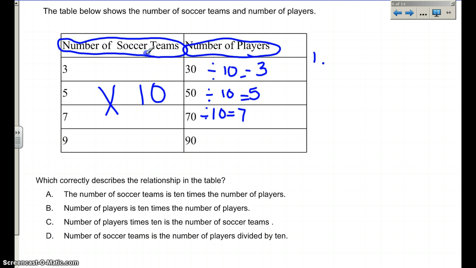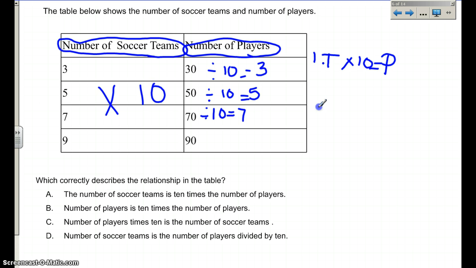Okay, so the first thing I'm going to look at is this side. These small numbers are my number of teams. So I'm going to say teams. What am I doing with that number? What am I doing with the number 3? 3 times. So I'm going to say the number of teams times 10. Teams times 10 equals, or is, the number of players. And I'm using abbreviations, T and P. Okay, so that's one sentence. Teams times 10 equals players.